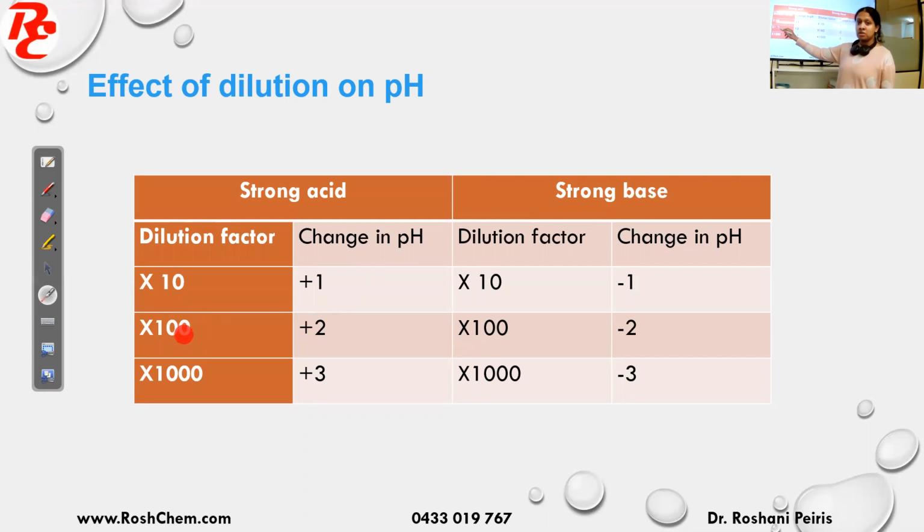If it is a 100 times dilution, the pH will change by 2 units. If it is 1,000 times dilution, it's 3 units. Because it's an acid, the pH is increasing when you dilute. For bases, the same numbers, but the pH is now decreasing when you dilute.